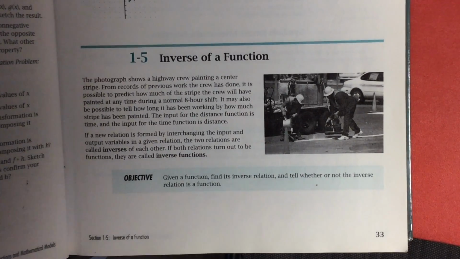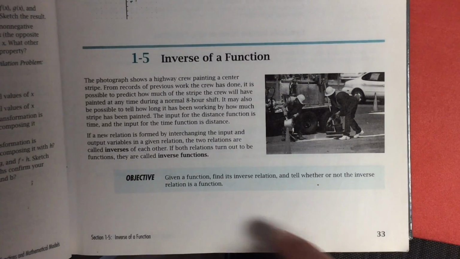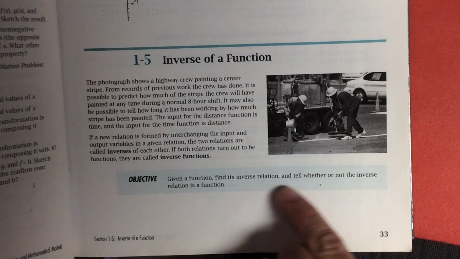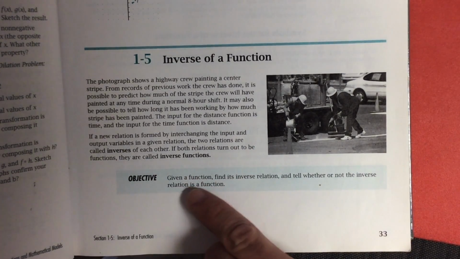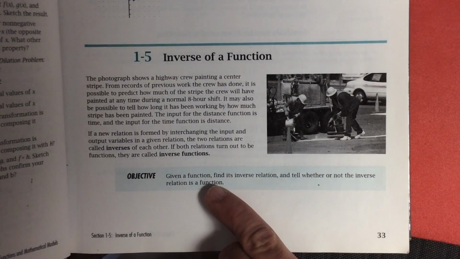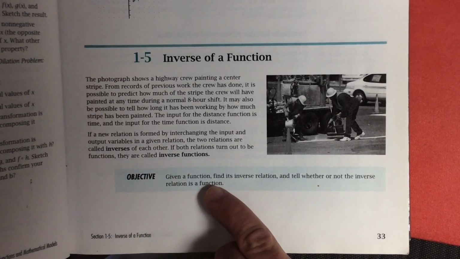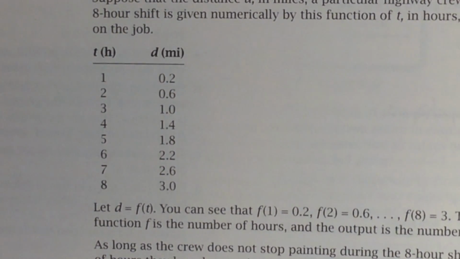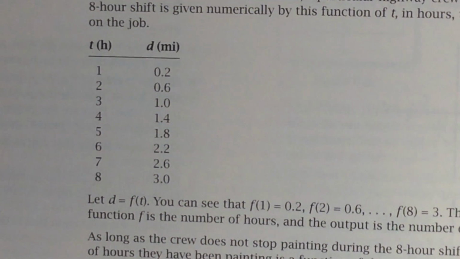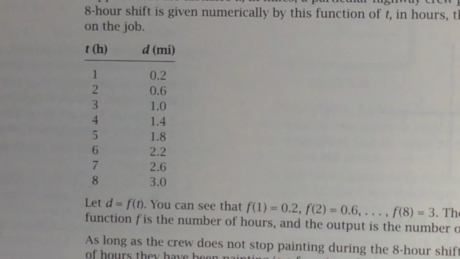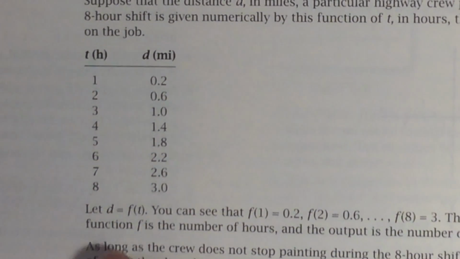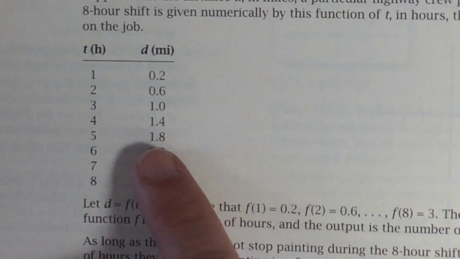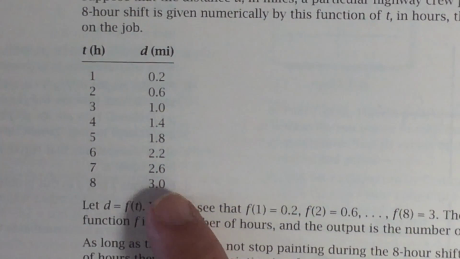And then we have inverse of a function. Now notice there are two things here. Given a function, find its inverse relation, and then tell whether or not the inverse relation is a function. You can have an inverse relation that is not a function. So, for example, this is a function of t, of time, expressed as miles, distance. So I'm saying that for every hour, it's these many miles, and for every 5 hours, it's these many miles, and for every 8 hours, it's these many miles.